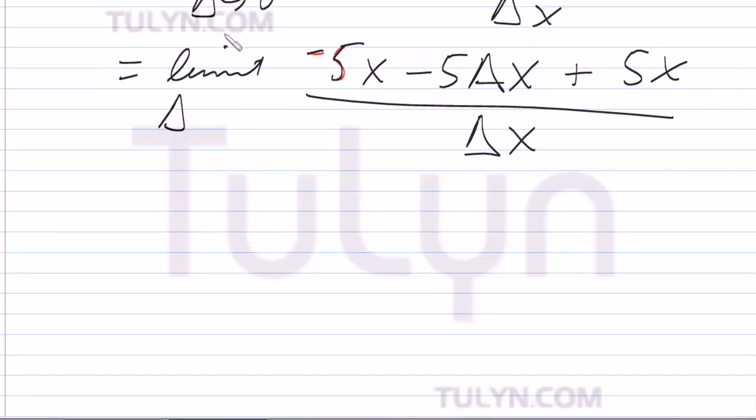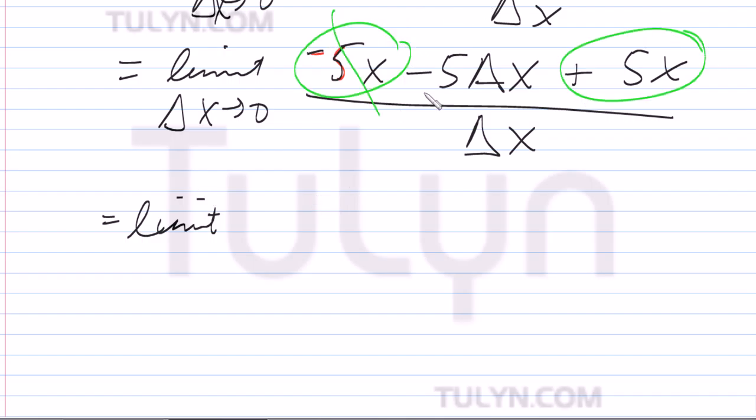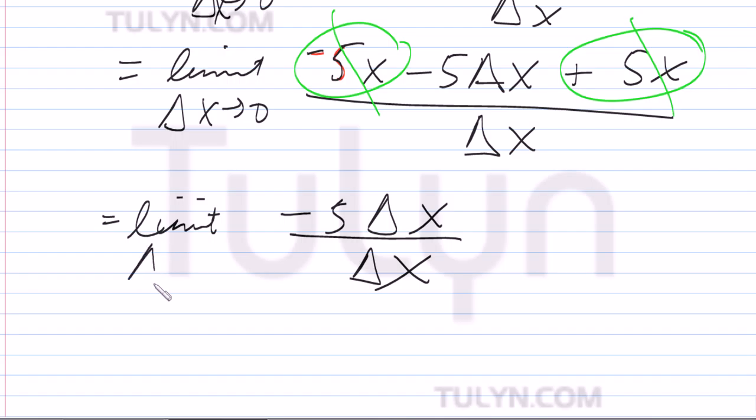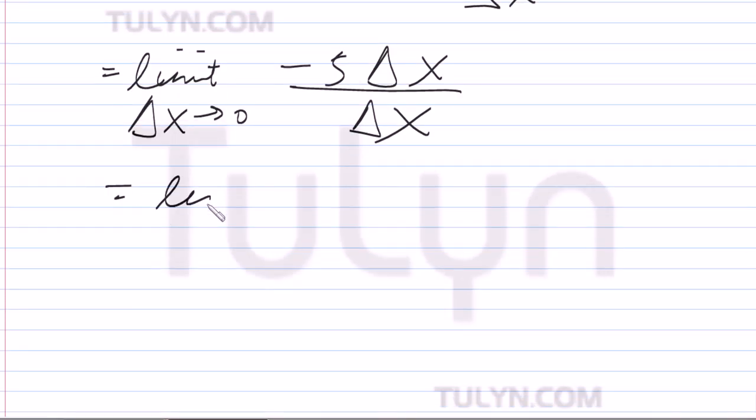As delta x approaches 0, go ahead and find the limit. So you've got negative 5x, and you've got positive 5x. They cancel out because they're like terms with opposite signs. So then you're left with negative 5 delta x divided by delta x, as delta x approaches 0.